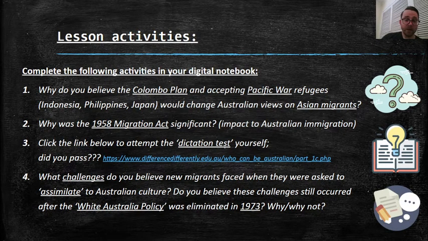I've said that we fear what we don't understand. And I've found that if you meet someone, if you understand them, that will greatly change your views. I've probably given you the answer there, but why do you believe the Colombo Plan and accepting Pacific War refugees would change Australian views on Asian migrants?